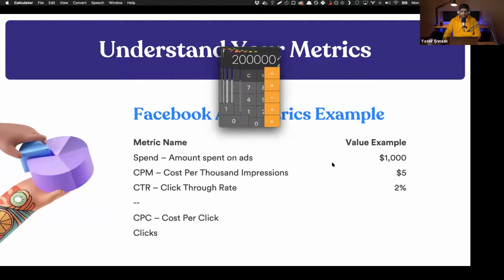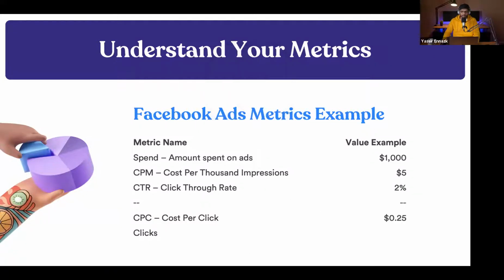So 2% of those people who saw our ad are going to click. So we need to multiply that by 2%. So that's 4,000 clicks right there. All right. So we have 4,000 clicks in here. And the way we calculate the cost per click is simply the amount spent divided by the amount of clicks. So we have 25 cents per click in this example.